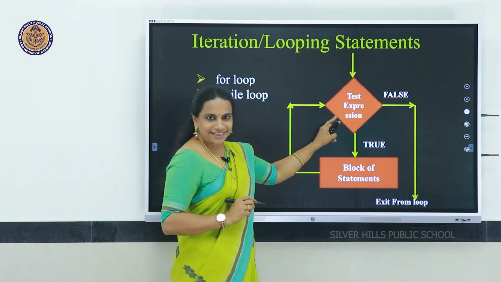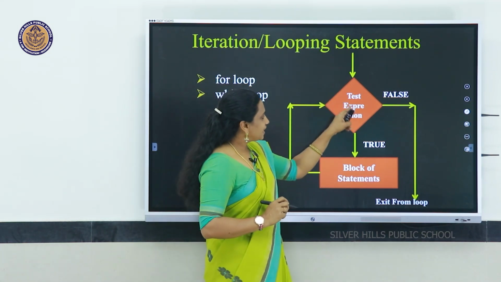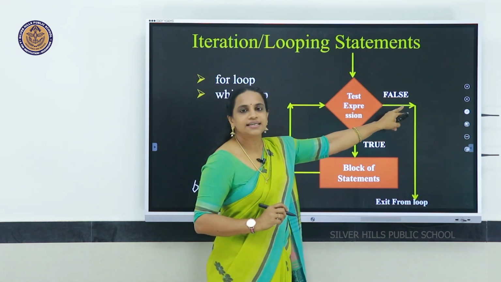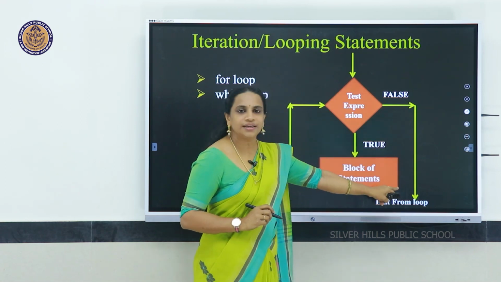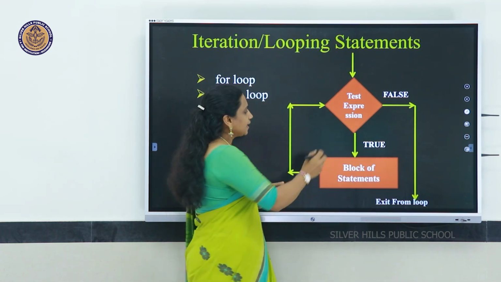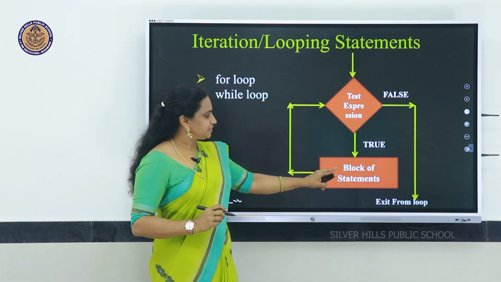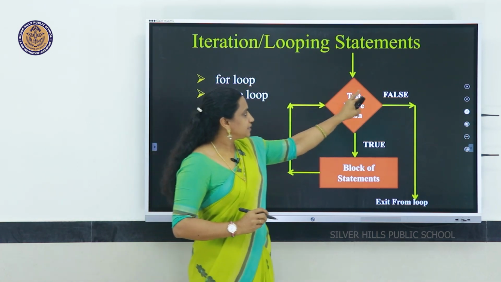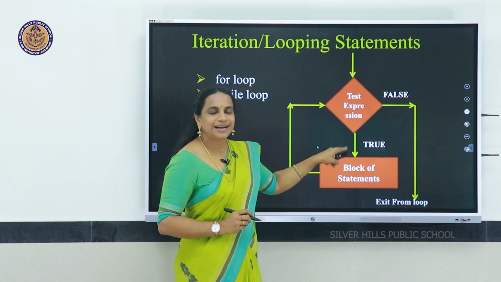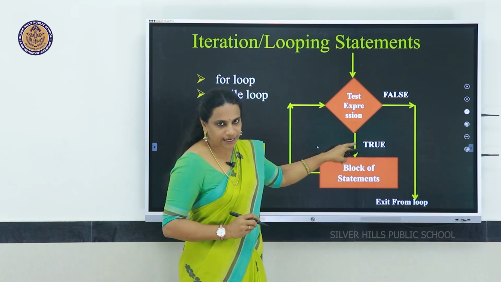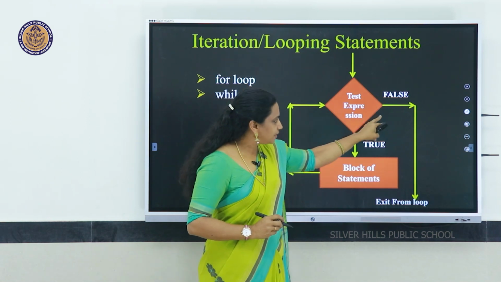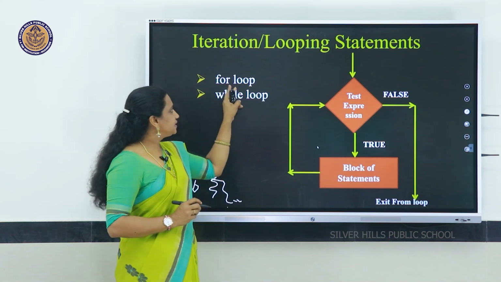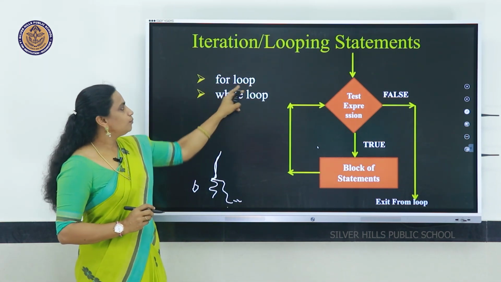Just to go through this flowchart given here, what is it? There is a condition which is tested. If the condition is false, the program control will move out of the for loop or while loop. If the condition is true, a block of statements is executed. Again the test expression is evaluated. If it is true, again this block of statements is repeated until a given number of times. When the test expression is false, the program control will move out of the loop. Now we will discuss this in for loop and while loop. First we will move on to for loop.